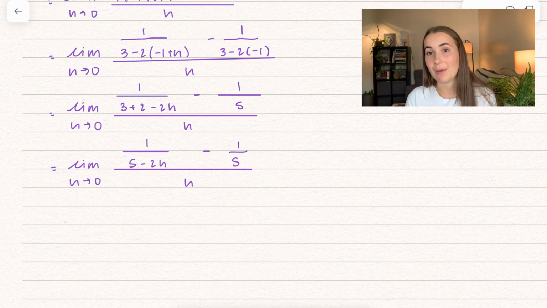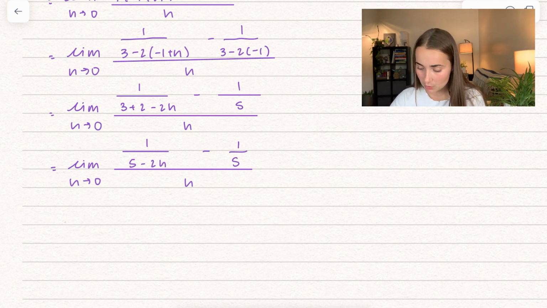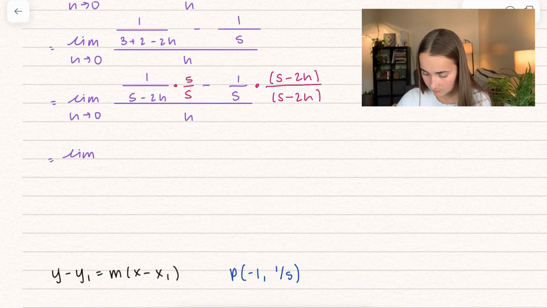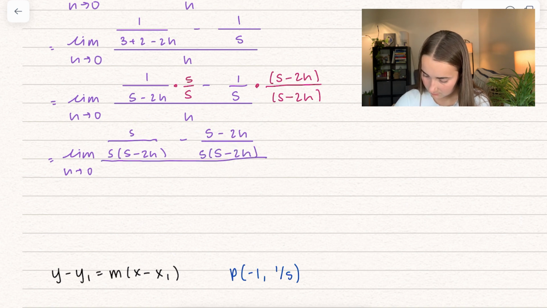I want to go ahead and combine the fractions in the numerator, and in order to do that, I need to create a common denominator. So I'm going to multiply my fraction on the right by 5 minus 2h on both the numerator and the denominator. And then similarly, on this other fraction on the left, I'm going to multiply both of them by 5 over 5. So I'm going to go ahead and write that out. So now that I have a common denominator, I can go ahead and combine those two fractions.